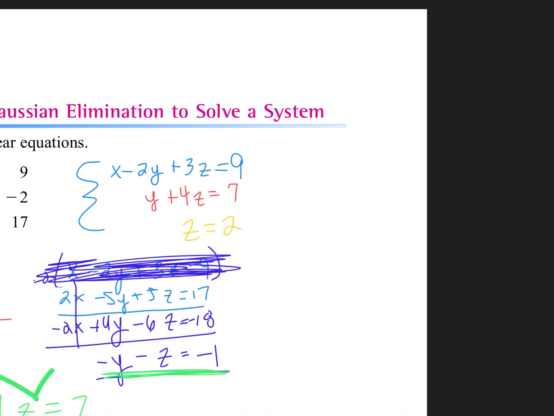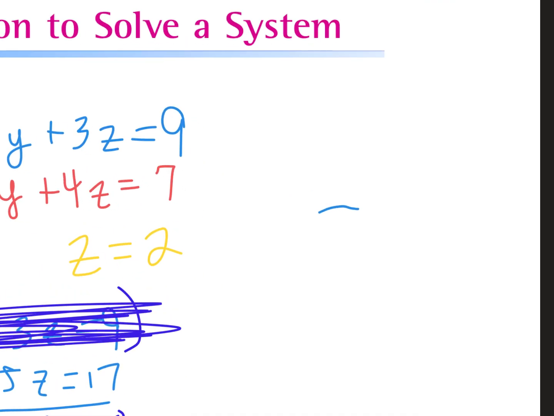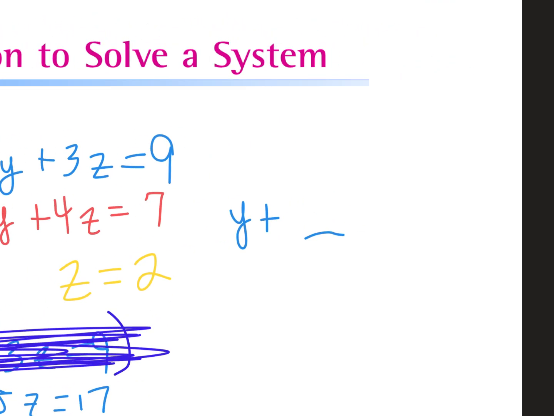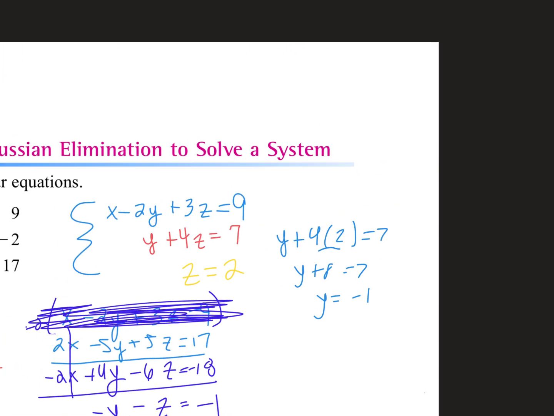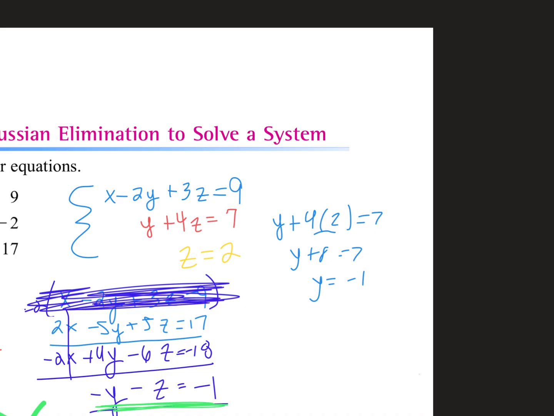So I'm going to take 2 and say, okay, well, y plus, is it plus? Yeah. 4 times 2 equals 7. So y plus 8 equals 7. What does y equal? What kind of 1? Negative 1. Good. So now I'm going to take x and y.